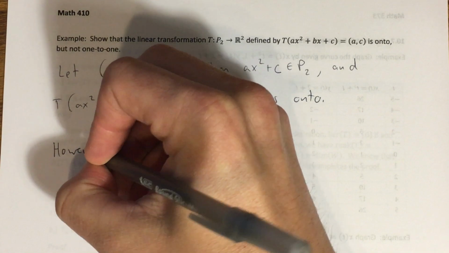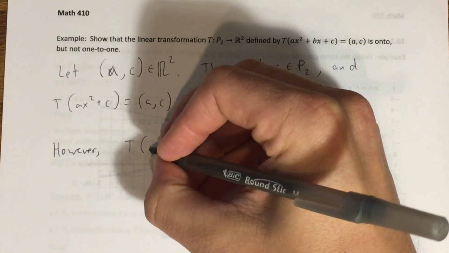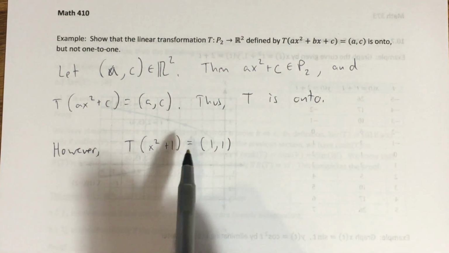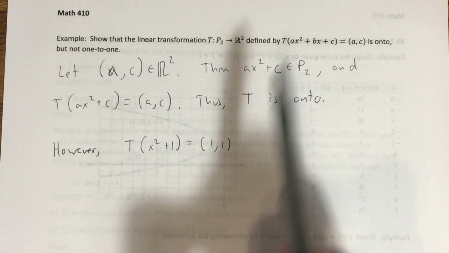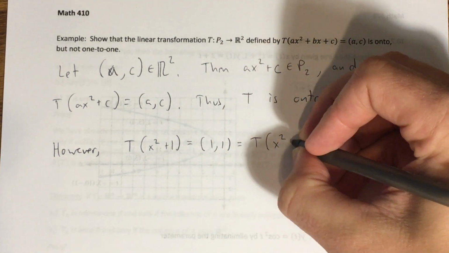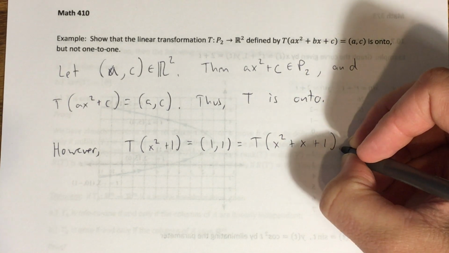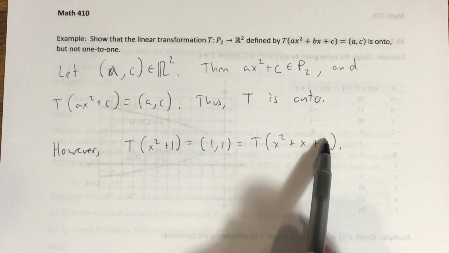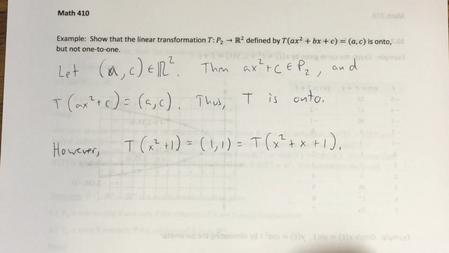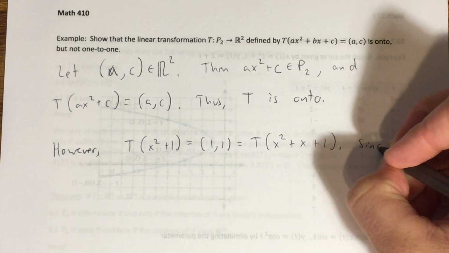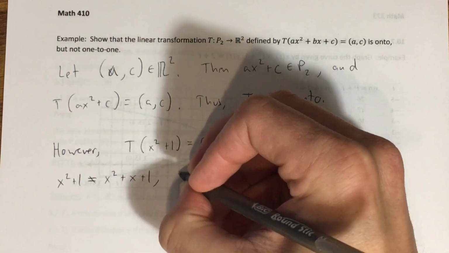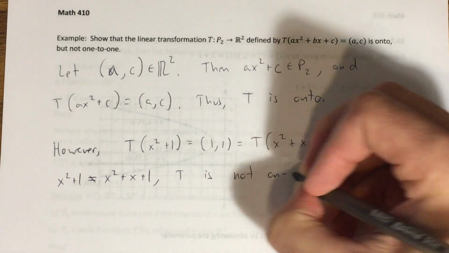However, T of, let's say, x squared plus 1 is equal to, this would map to the vector (1, 1), right? Because, again, it's my leading coefficient in my first component and my constant term in my second component, 1 and 1. But this is also the image of this point, x squared plus x plus 1. So, again, leading coefficient and constant term are both 1. These have the same image. The inputs were not the same vector. So this can't be 1-to-1 because of that. Since x squared plus 1 is not equal to x squared plus x plus 1, T is not 1-to-1.